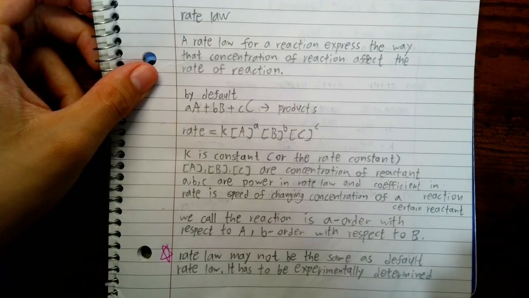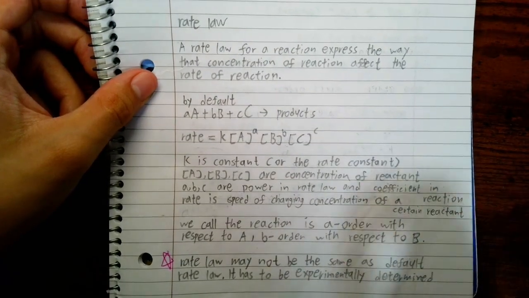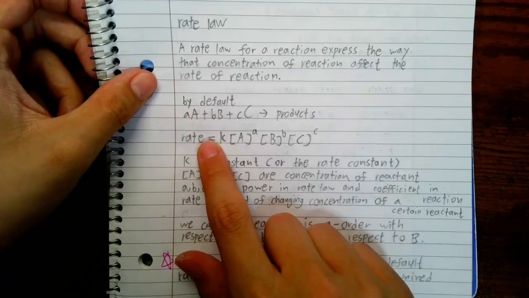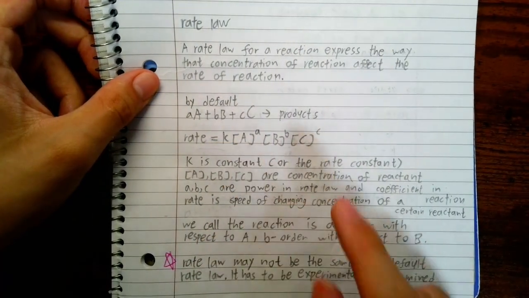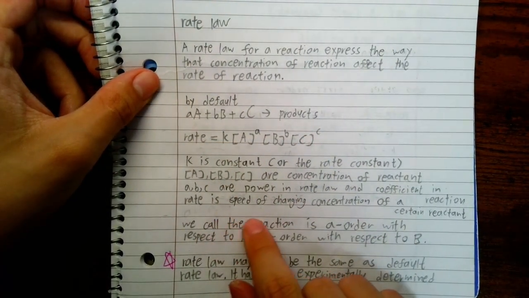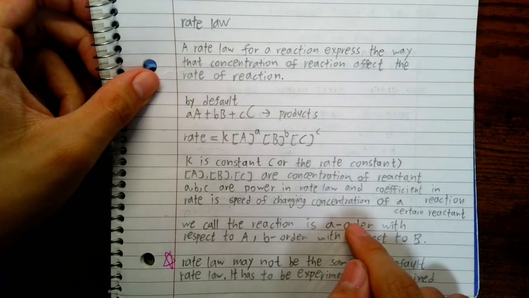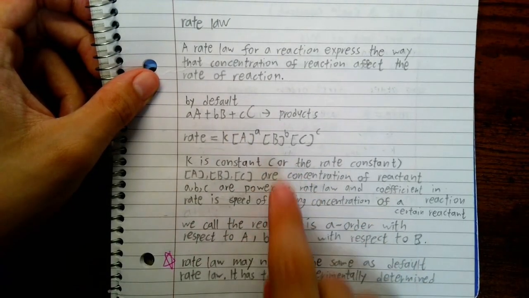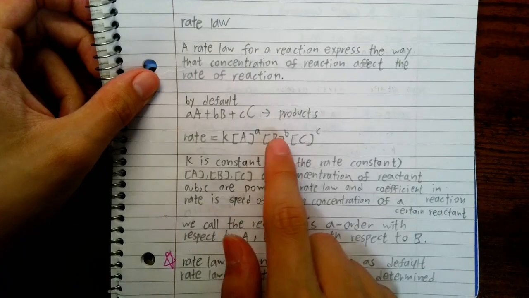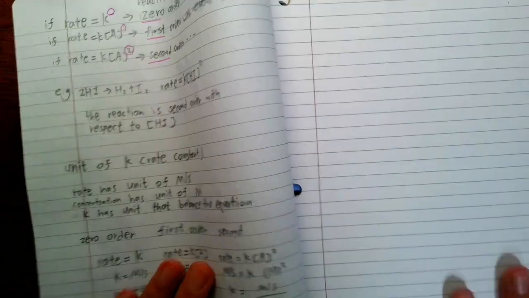Now let's talk about what order is. So in this case, rate equals k times the concentrations. We can say that this reaction is a-th order with respect to A and b-th order with respect to B. Okay, kind of confusing, but you will understand that once we see the example.